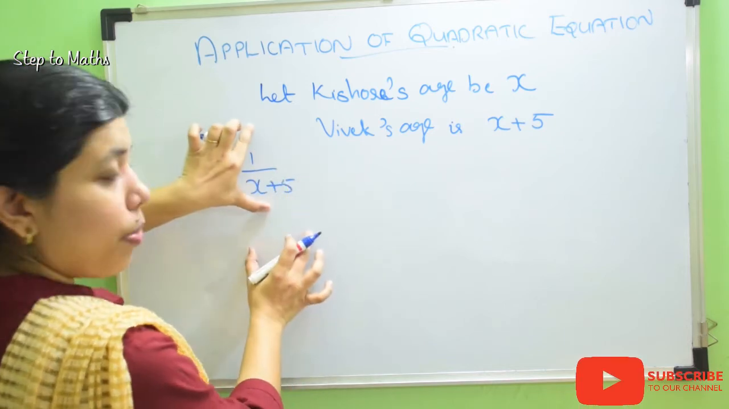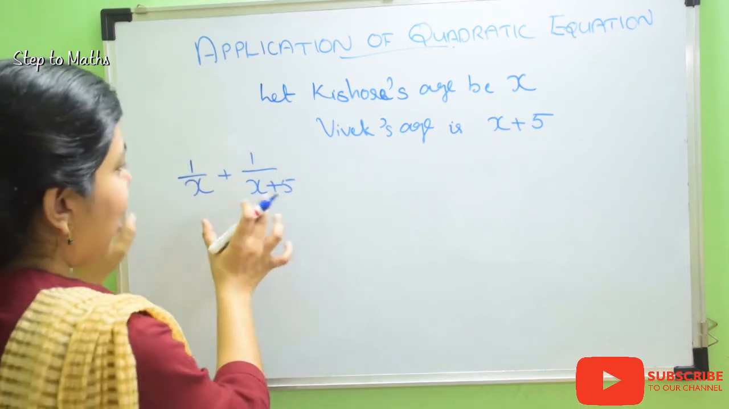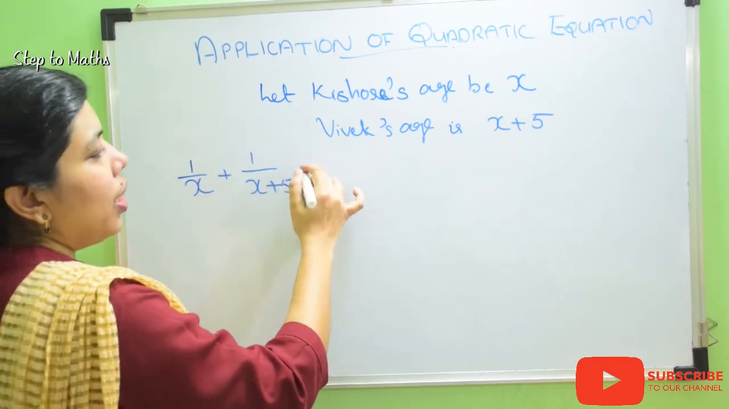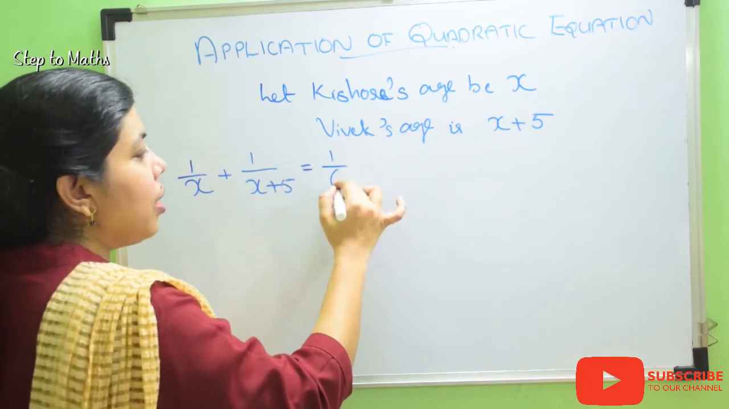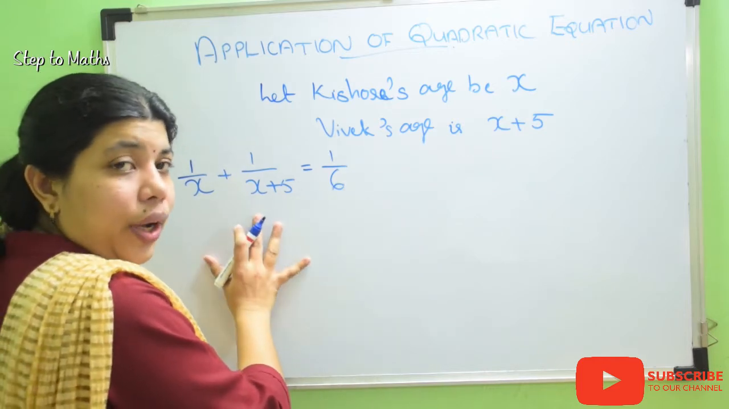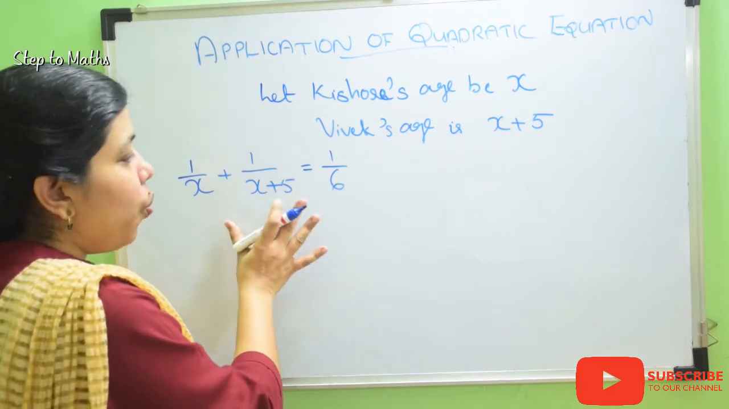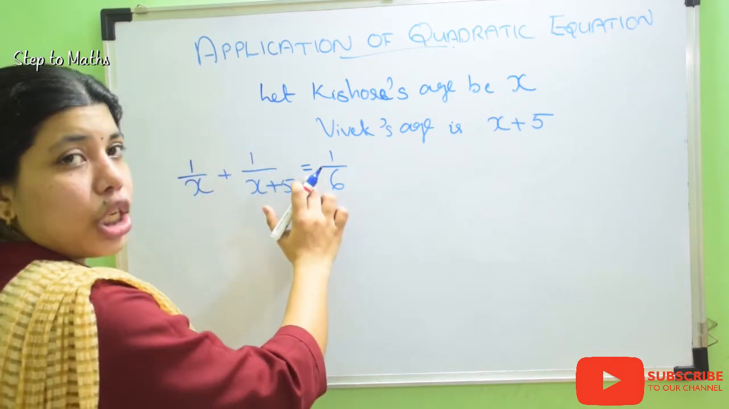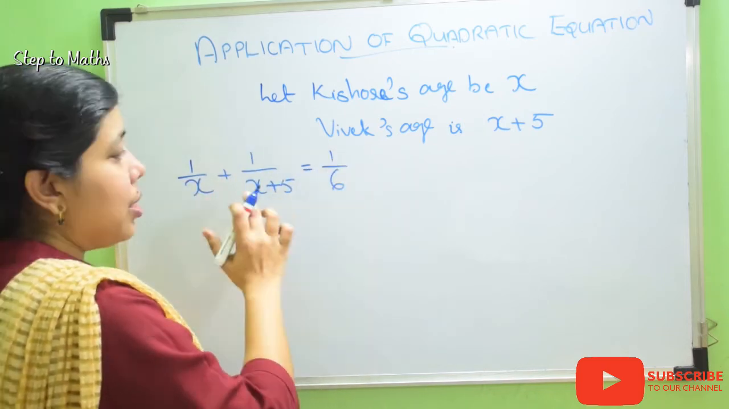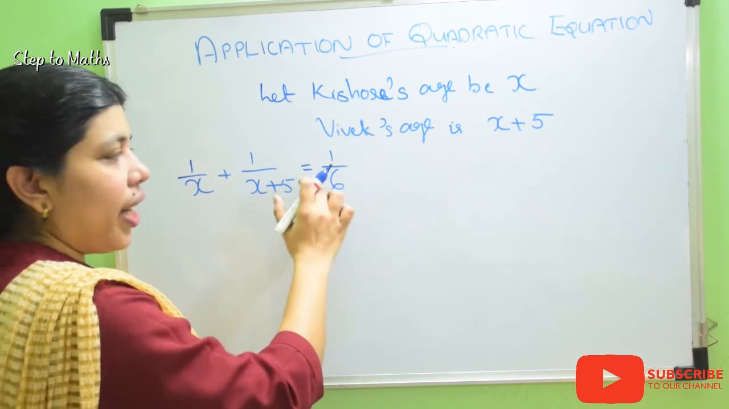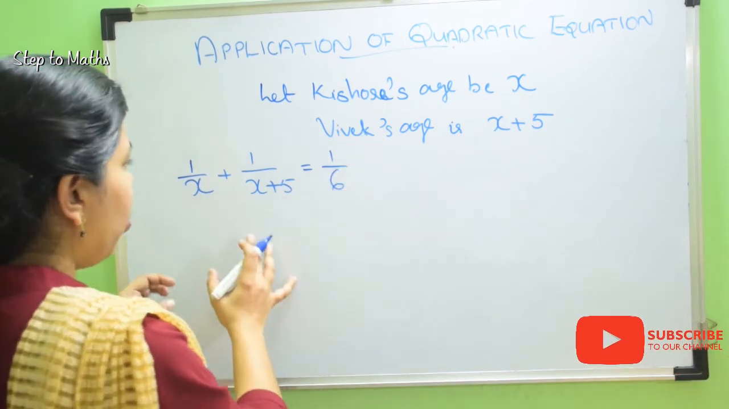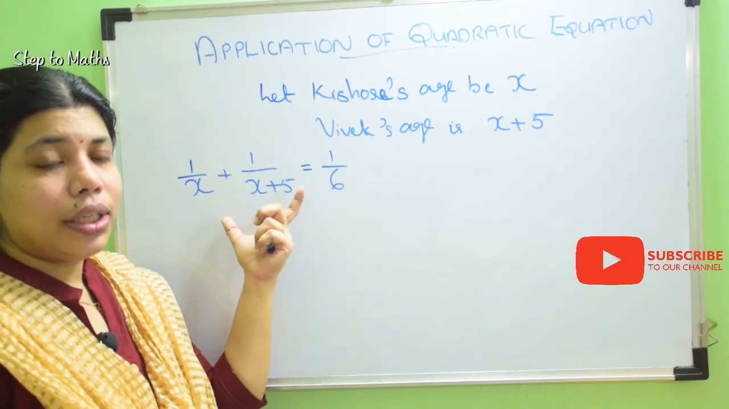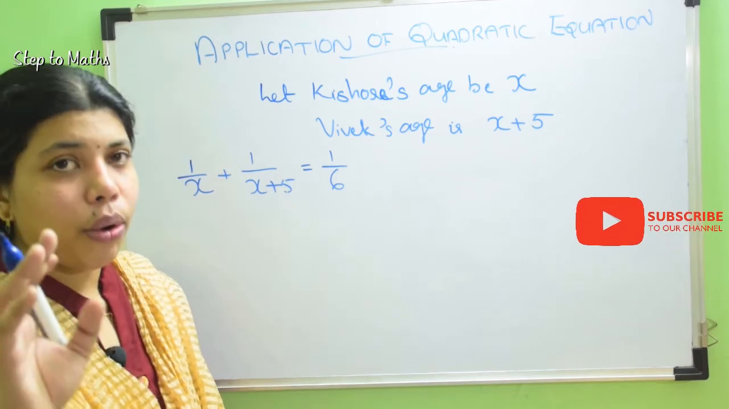1 by x and 1 by x plus 5 are their reciprocals, and their sum, that means 1 by x plus 1 by x plus 5, is equal to 1 by 6. This is the given condition. The given condition we represented as 1 by x plus 1 by x plus 5 is equal to 1 by 6. Sum of the reciprocals of their ages is 1 by 6. Okay. Now, we rearrange, we transform this into the form of a quadratic equation.